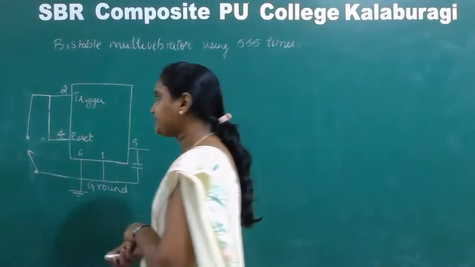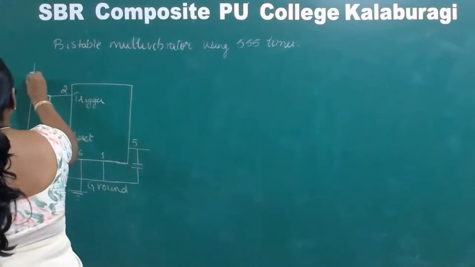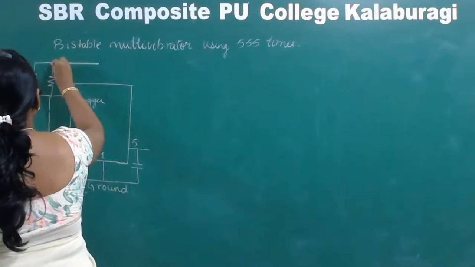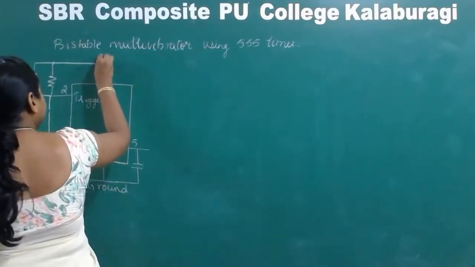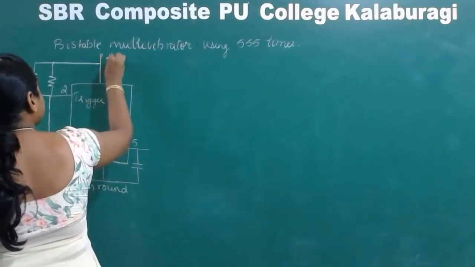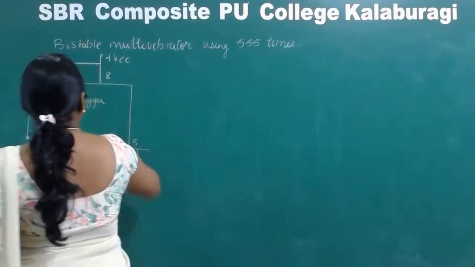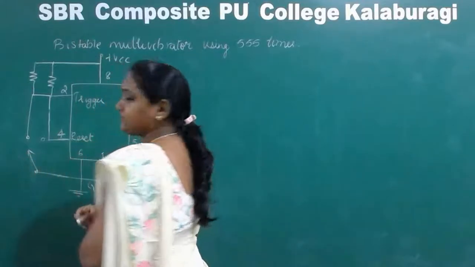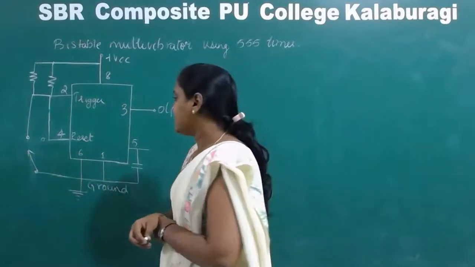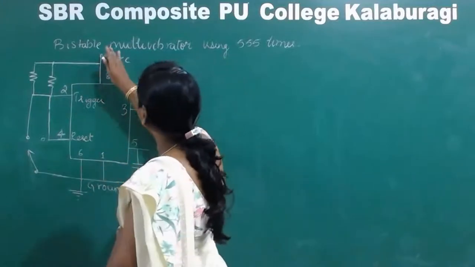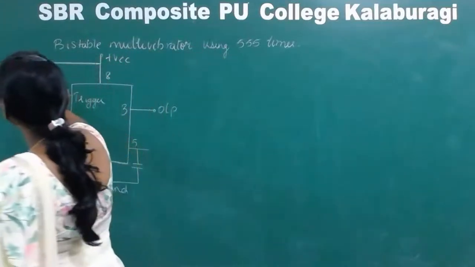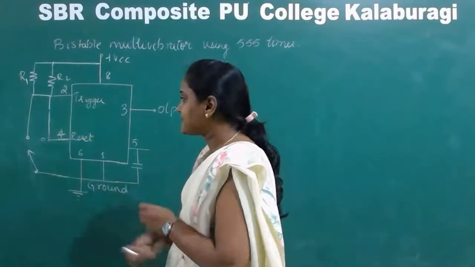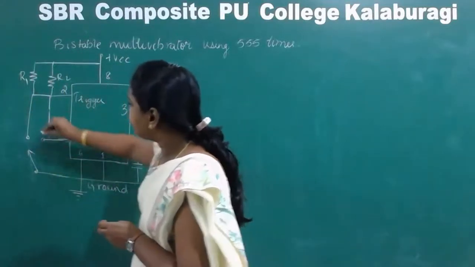Now, these are called pull-up resistors. The two pull-up resistors are connected here, and that is further connected to plus VCC, that is pin number 8. And of course, pin number 3 will be the output. So this is the circuit of the bistable multivibrator. These are termed R1 and R2. Here, this is reset, this is trigger.